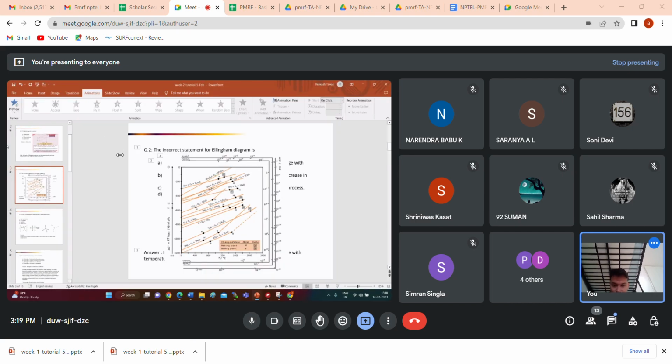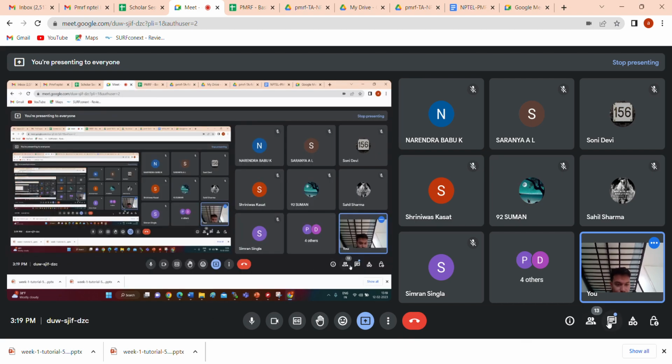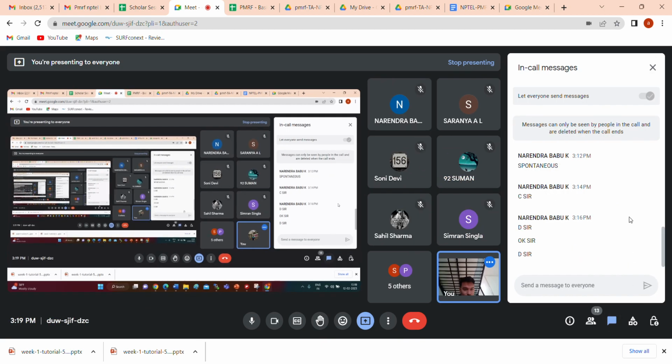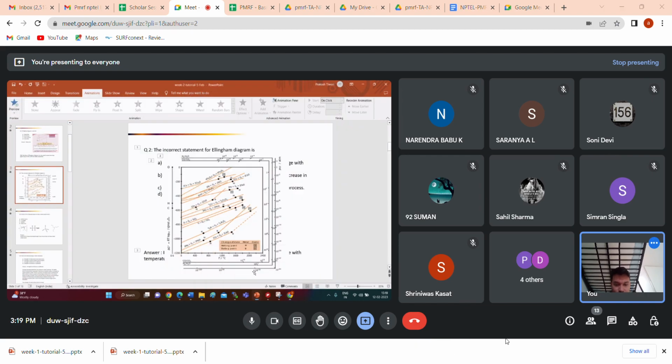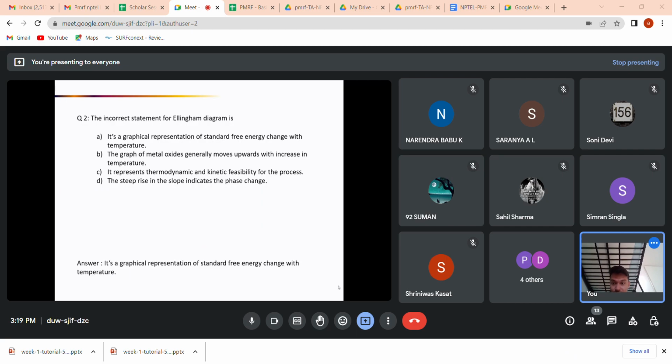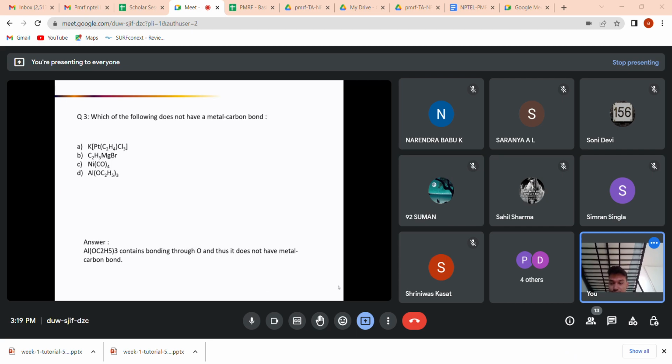Okay, let me see if somebody has some answers. Okay, so they are telling D. Yeah, Narendra, I think it's D. So can you guys tell the structure of it? What is the structure of this aluminium complex? And what is the structure of the other complexes?